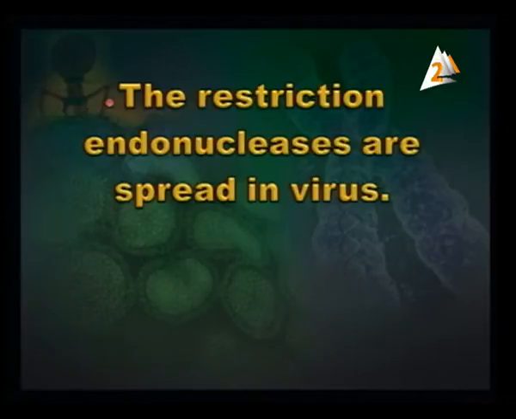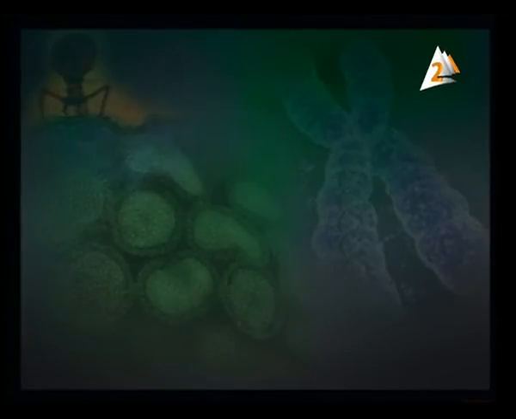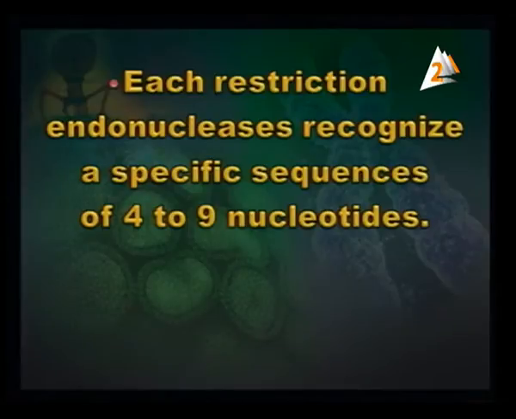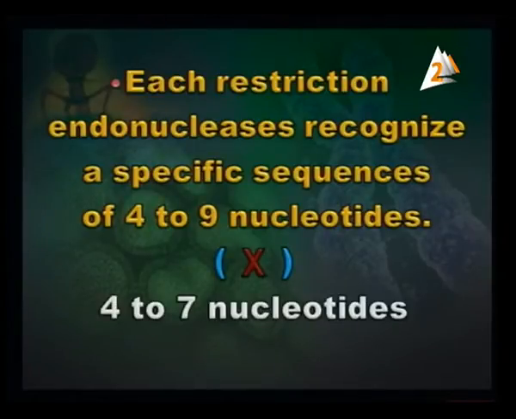The restriction endonucleases are spread in virus. Wrong. The correction is bacteria strains. Each restriction endonuclease recognizes a specific sequence of 4 to 9 nucleotides. It is wrong also, and the correction is 4 to 7 nucleotides.